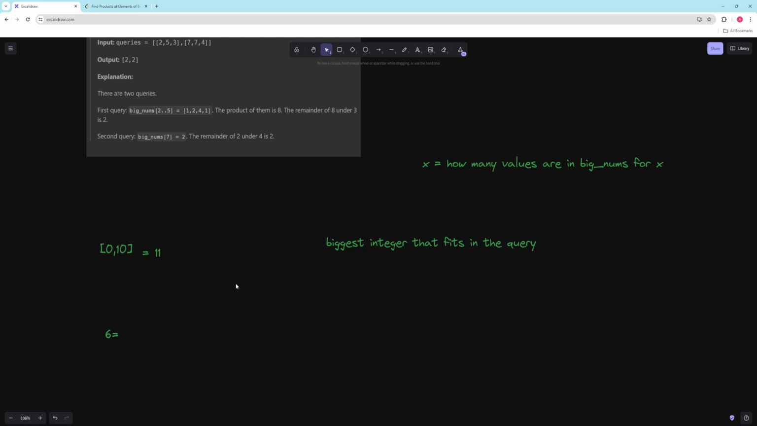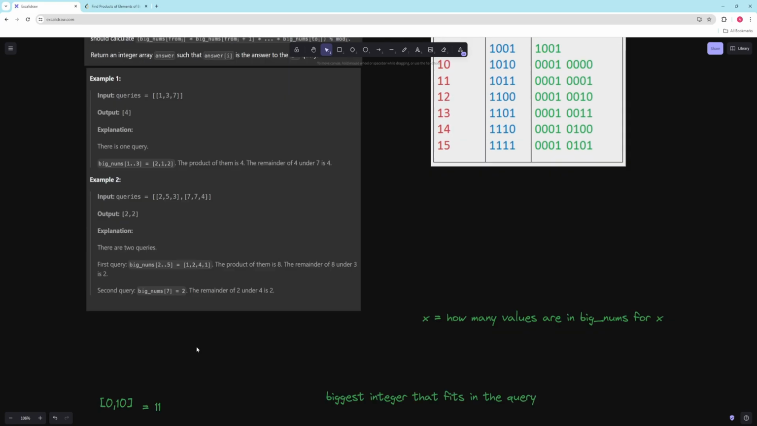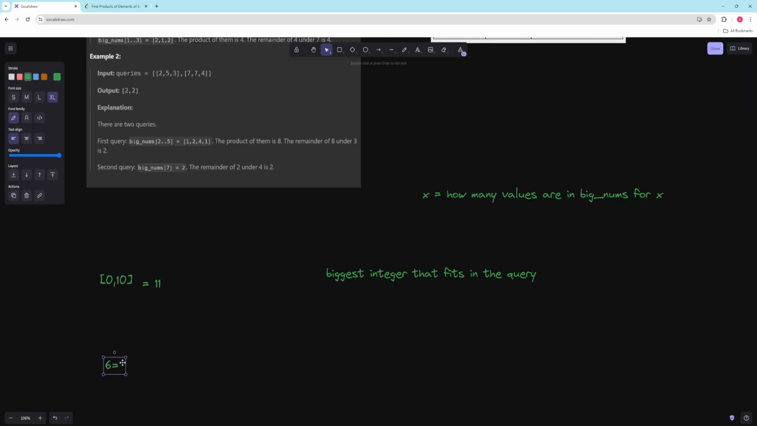So 6 will actually fit in 1, 2, 3, 4, 5, 6, 7, 8, 9 indices, right? Like 6 will take up 9 slots in the big nums array. And then we have 2 leftover slots. And once we get this biggest integer that fits in our query and the remaining elements left to fill, then we can figure out what the next number is.